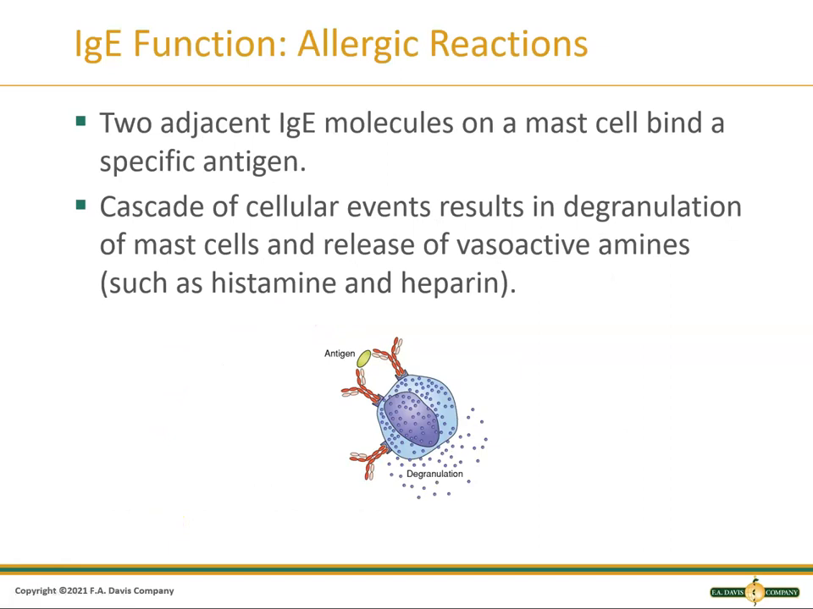So IgE plays a huge part in allergic reactions. You can actually see here's two adjacent IgE on a mast cell that is bound to a specific antigen, so that Fc receptor that we talked about, that the mast cell attaches. Because it attaches, it will degranulate and squirt out heparin and histamine, hence the red itchy area that we get.